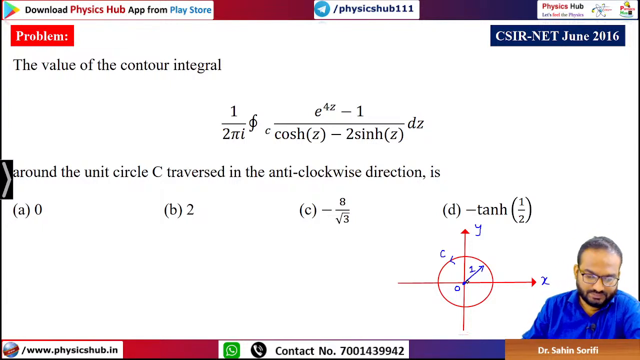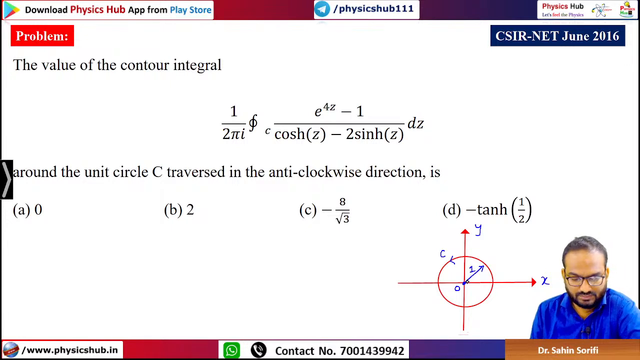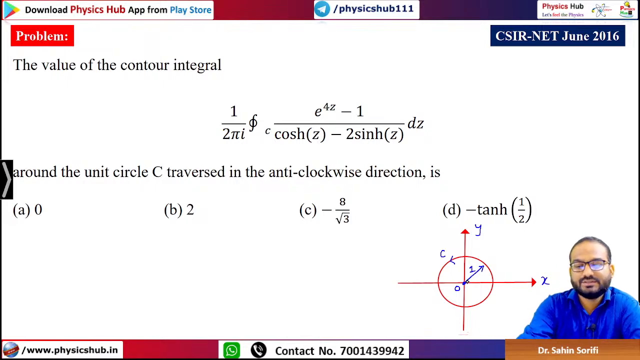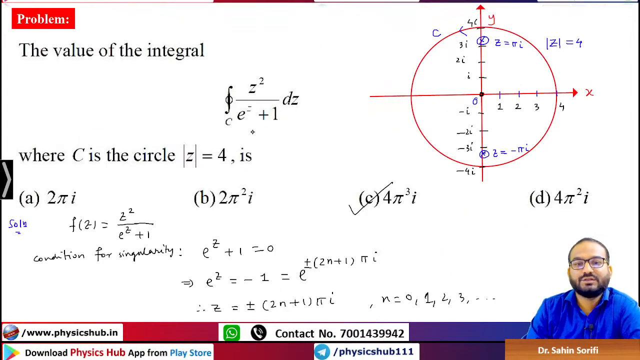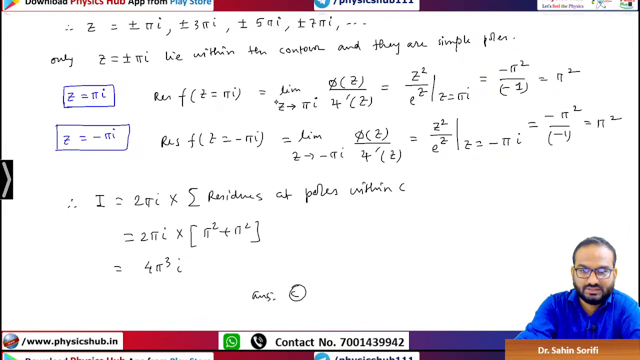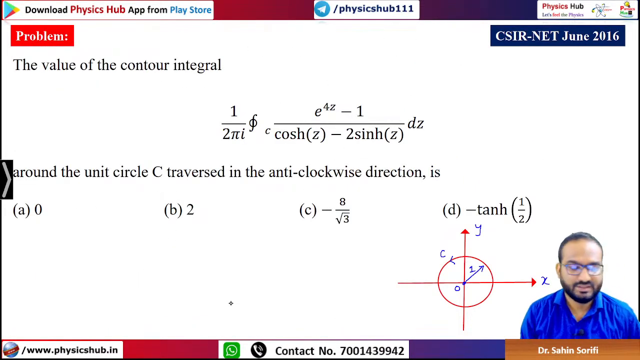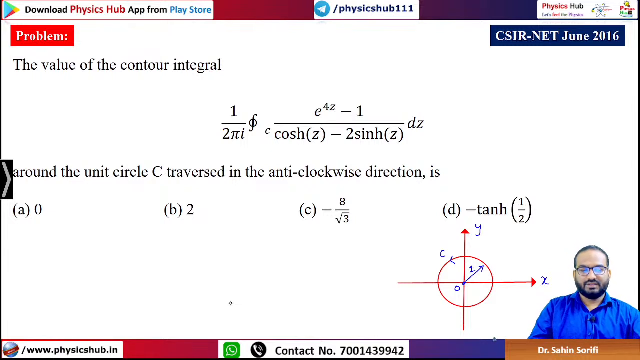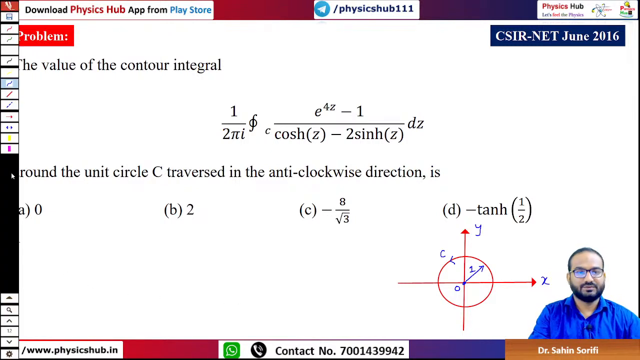E to the power z equals cos z plus sin z equals minus 1? No: e to the power I z equals cos z plus I sin z, na. E to the power z is a simple real function. E to the power I z equals cos z plus I sin z, but e to the power z is not the same. Here it is e to the power z. So you are getting minus 8 by root 3. Yes, C is the correct option. Let's see how we can do it.